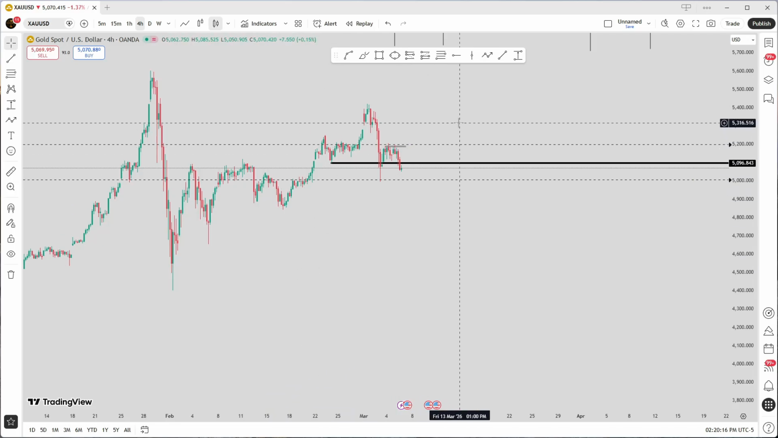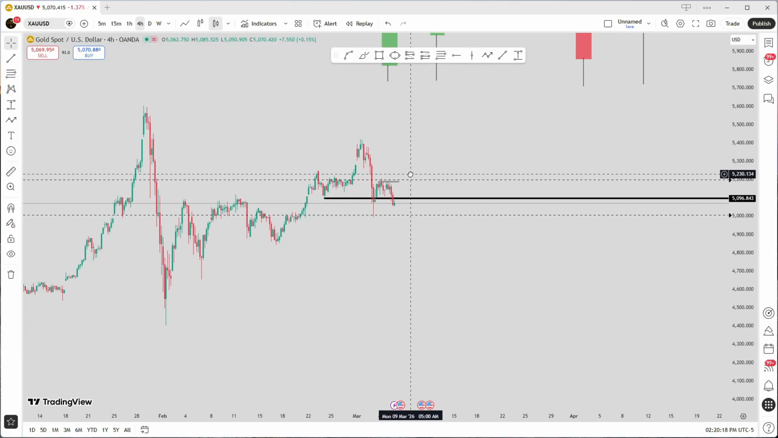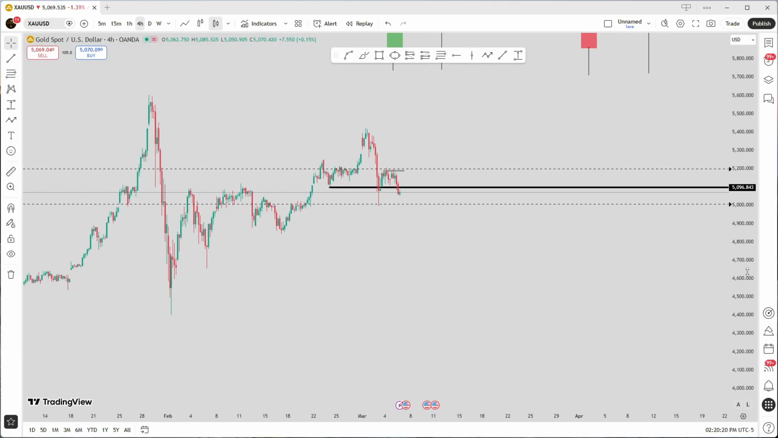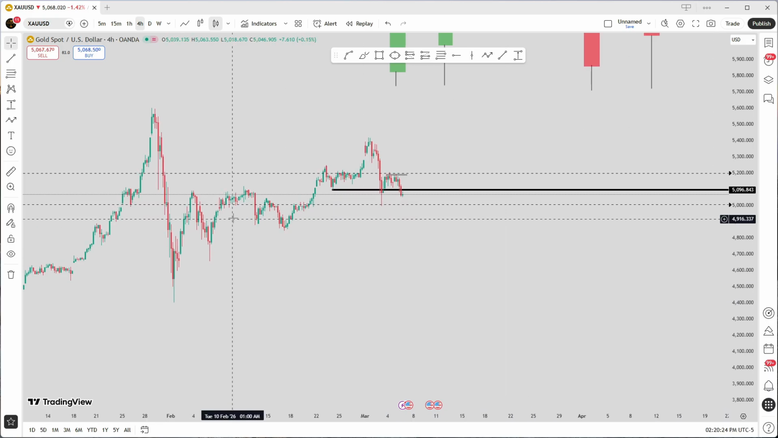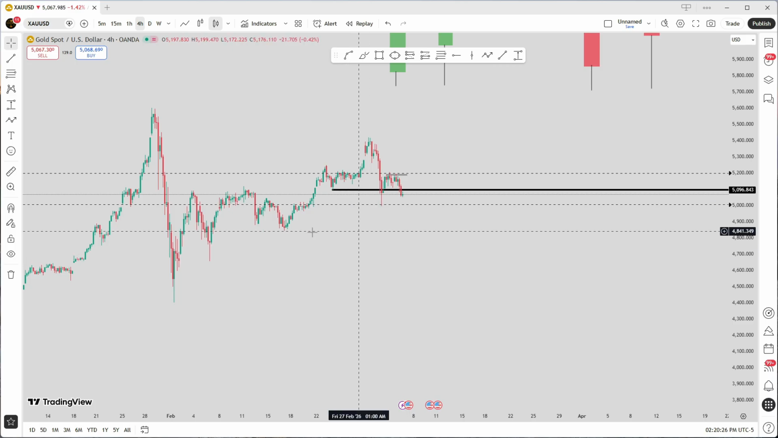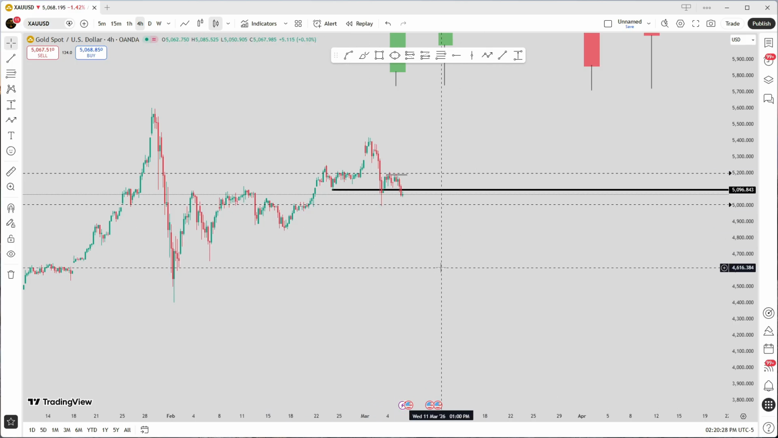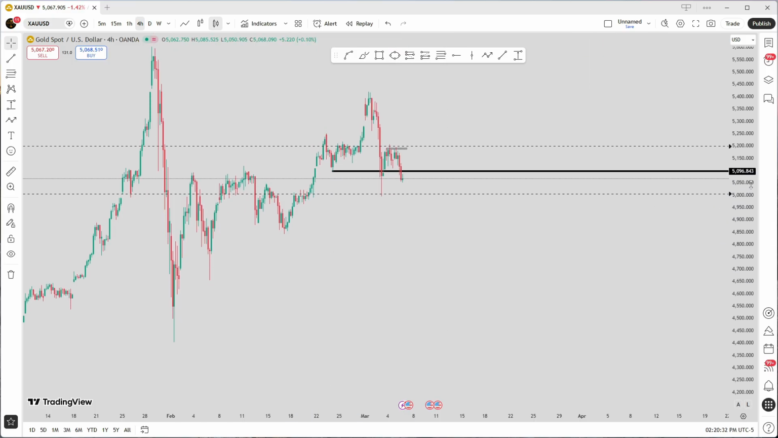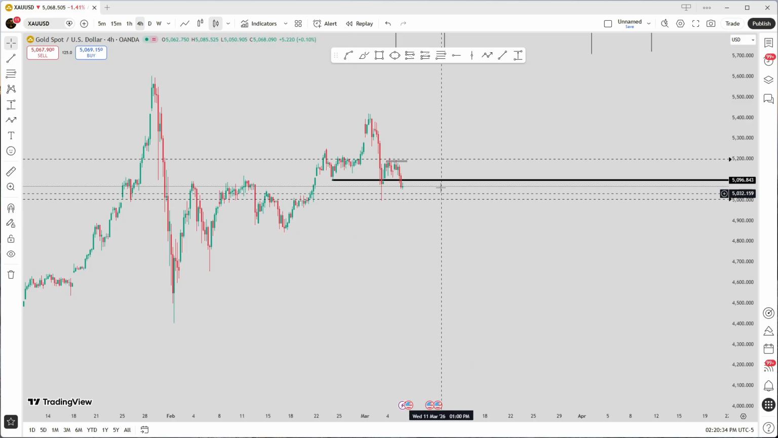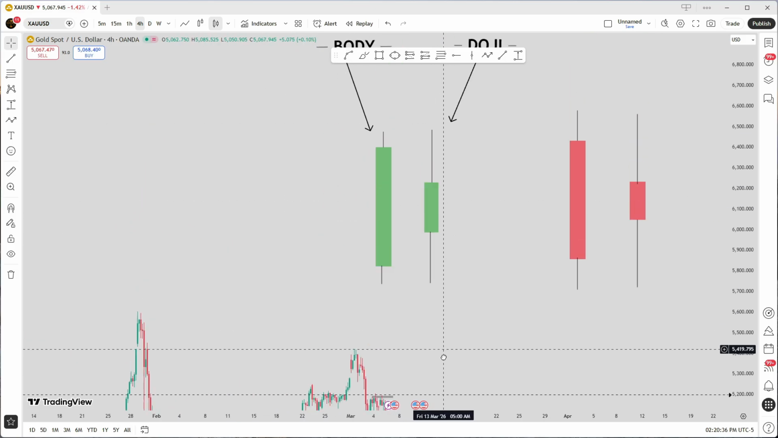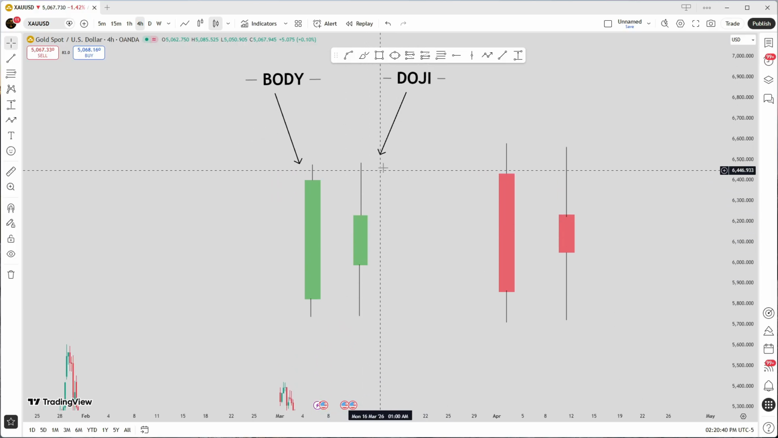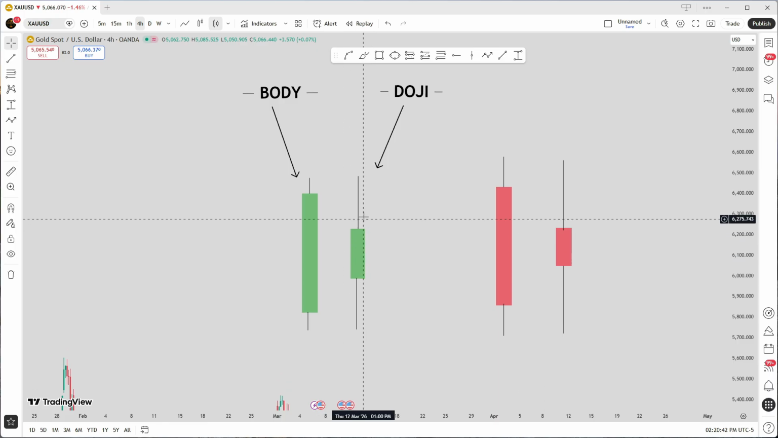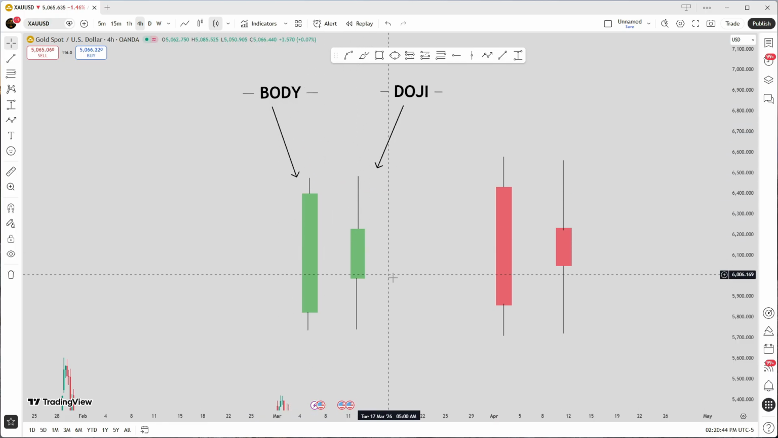Alright, so in this video we're gonna talk about candlestick basics, and this is the easiest part of trading candlesticks. You're just gonna understand what a candlestick is and how it forms. Alright, so let's go. Basically we have two types of candles: the doji candle and the body candle.